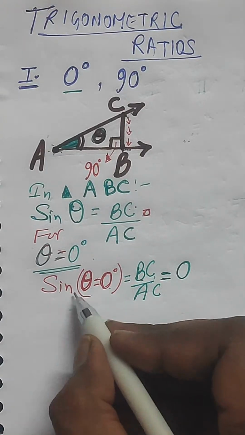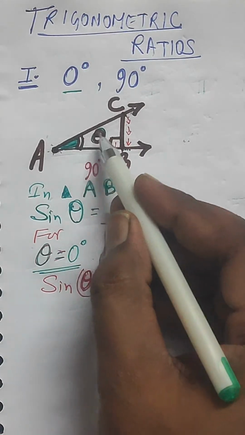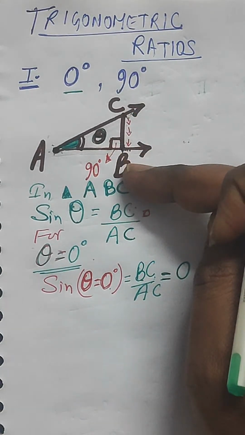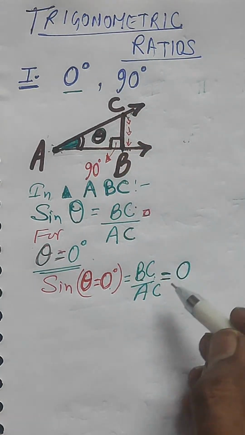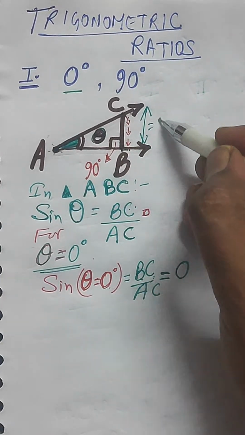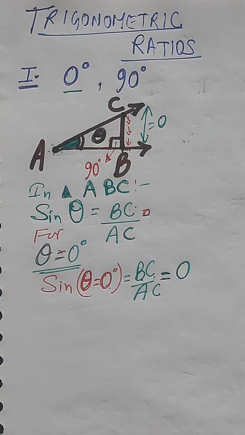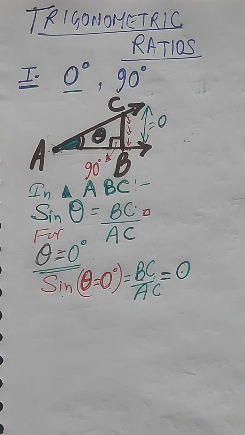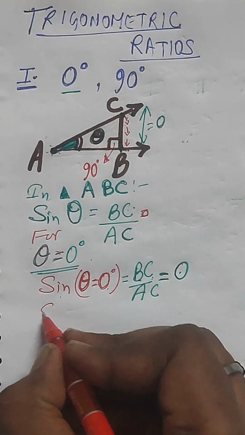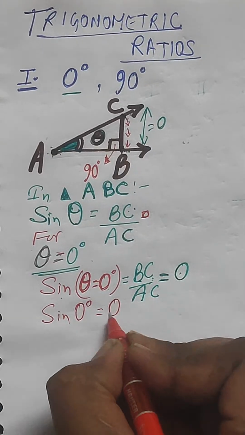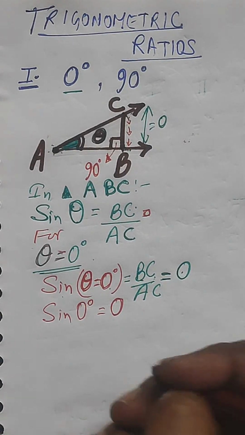So in this case, we can see for theta equal to 0 degree, AC will be coming down and the C point will be touching B, right? In this case, the length of BC will be equal to 0, right? If this is equal to 0, then we can say that sine theta equal to 0, or we can say that sine 0 degree is 0. So this value is derived.